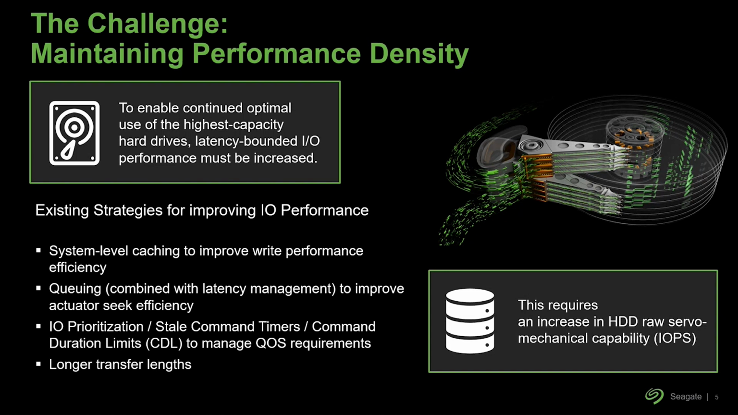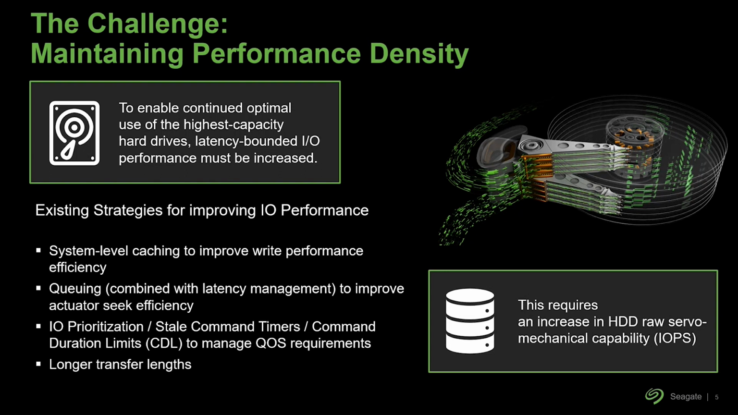System level caching is a good strategy, especially for write performance, to have up to 10% of your storage be in flash for caching. After 10%, there's diminishing returns. Queuing with latency management, going to larger queue depths, and then making sure you're careful about managing latency. If you do it smart, you can get better seek efficiency.